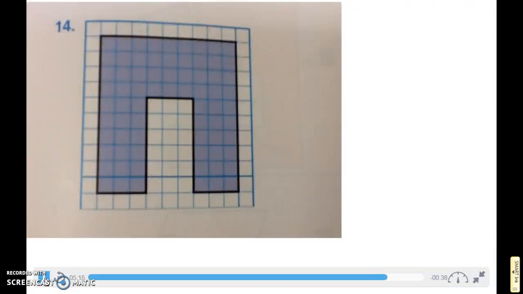Here is one that we would like you to try. You can draw it in your math journal, or if you have a piece of graph paper, you can draw it on graph paper to find the area and perimeter for this particular shape. You will bring this to class tomorrow and we'll check it in class.